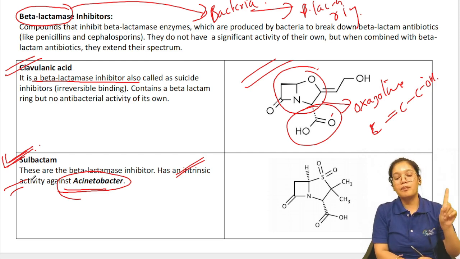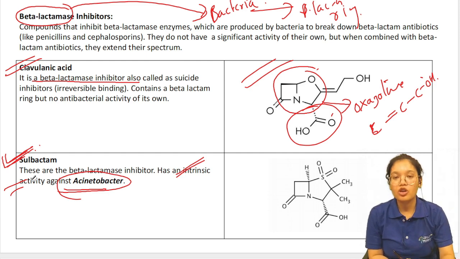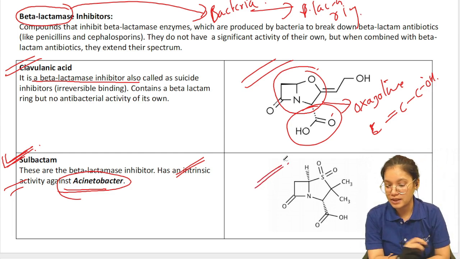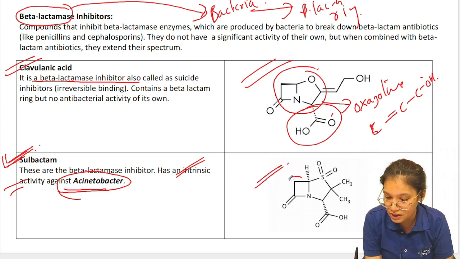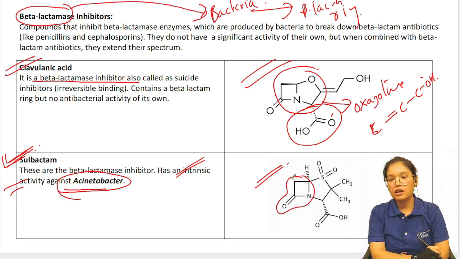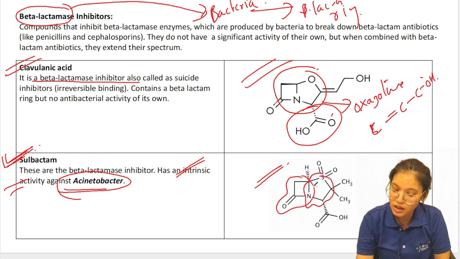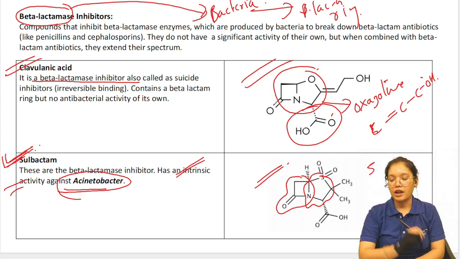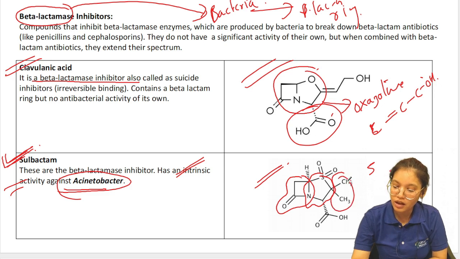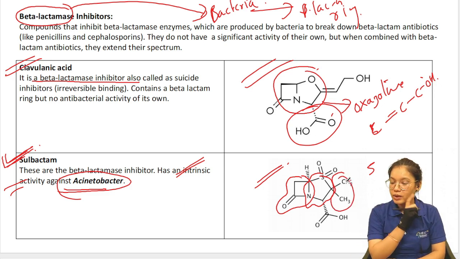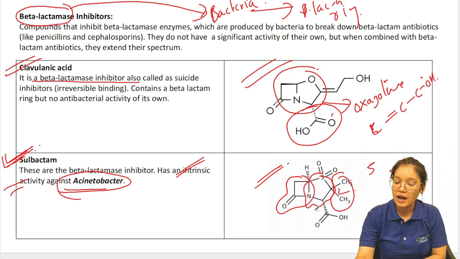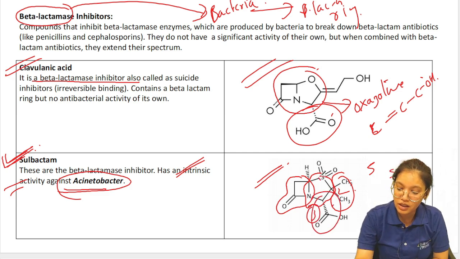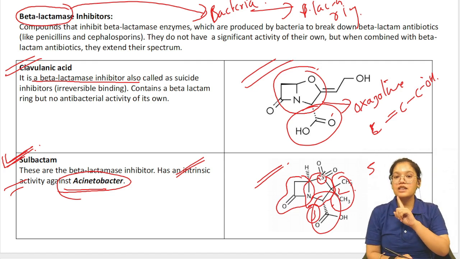Now it is also a beta-lactamase inhibitor. Talking about its structure, it is almost similar to penicillin, very similar. It has a beta-lactam ring and a thiazolidine ring, a 5-membered ring with 1 sulfur and 1 nitrogen. Here we have a 2-methyl group attached at the second position. At the third position we have a carboxylic group attached, and the sulfur is in the oxidized form.